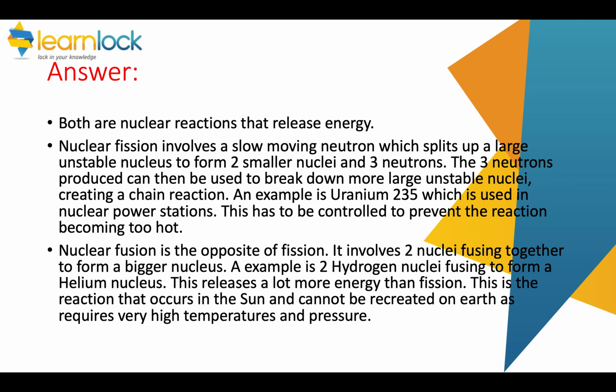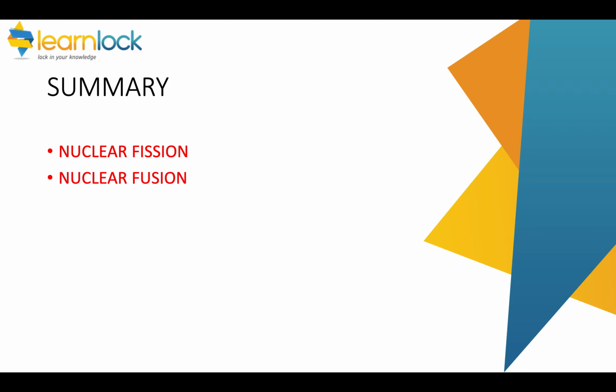Nuclear fusion is the opposite of nuclear fission, and that involves fusing together the nuclei, for example, hydrogen nuclei to form helium. And again, this releases energy, but more energy than fission. And this occurs in the sun, and it requires high temperatures and high pressures. So in summary, we've looked at nuclear fission and nuclear fusion.